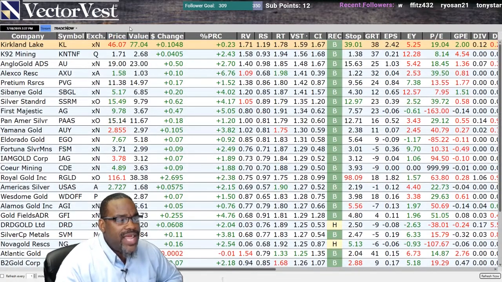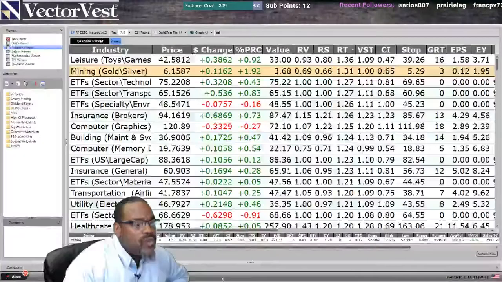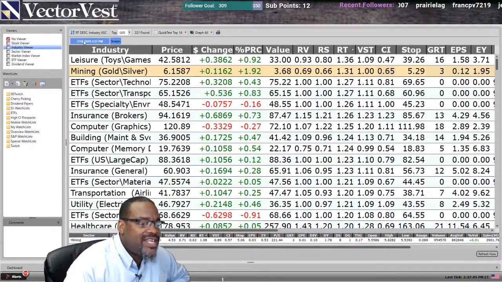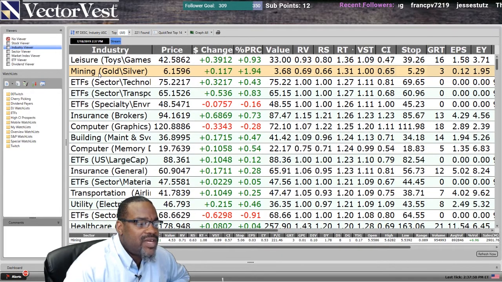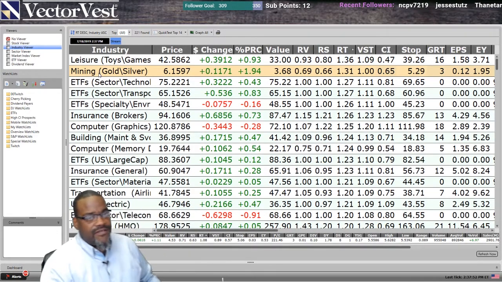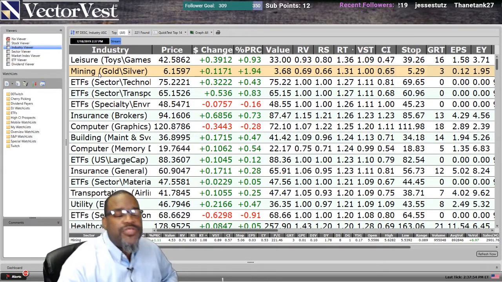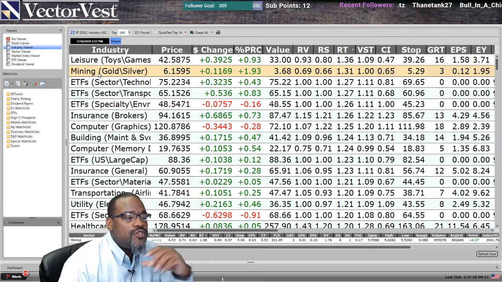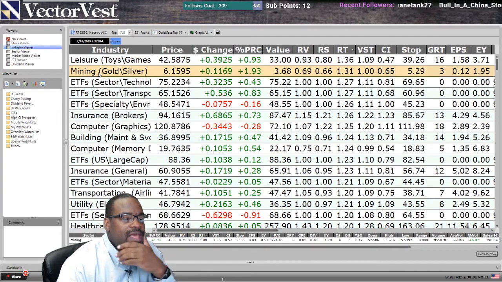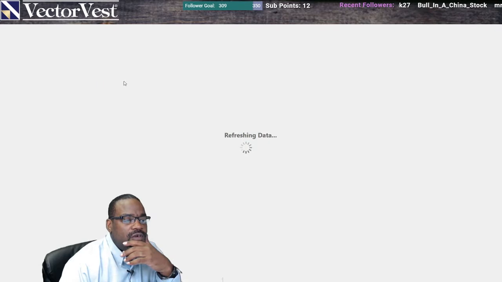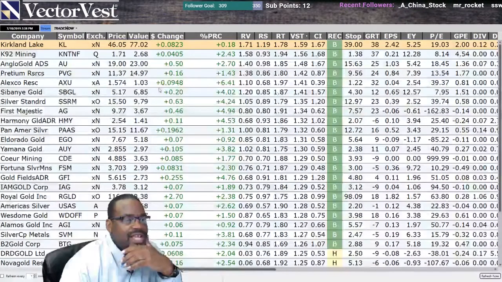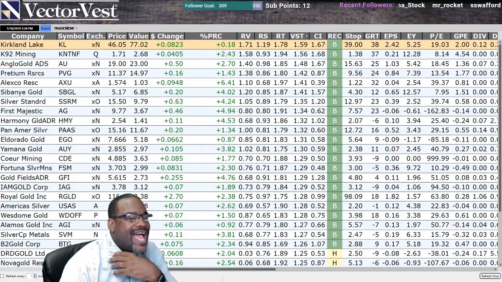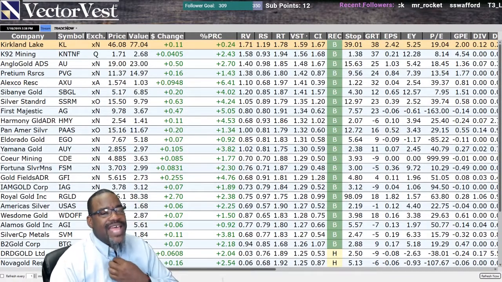All right, going to take us back to that Viewers tab where we now see, as of today, mining, gold, silver is the second fastest industry, but I showed you on that graph that about a month ago, we said that it was okay to be in gold. All right, so from a trending standpoint, if I double click on mining gold silver, I am now going to be presented with the stocks that are in that list. And there's 129 stocks in that industry.